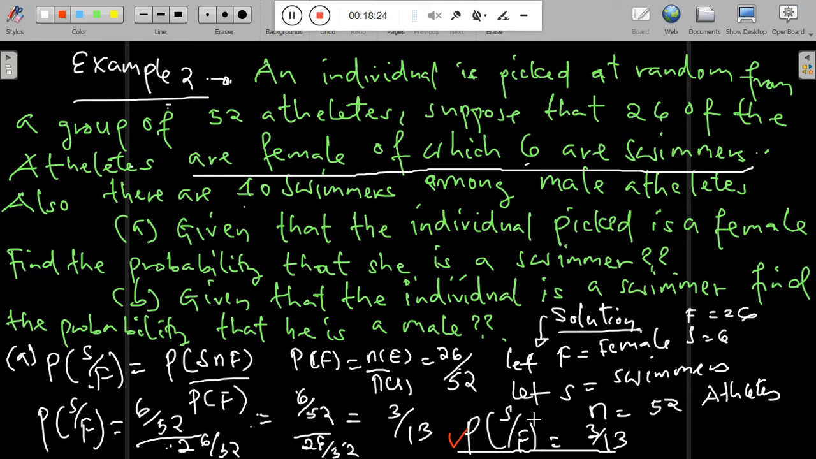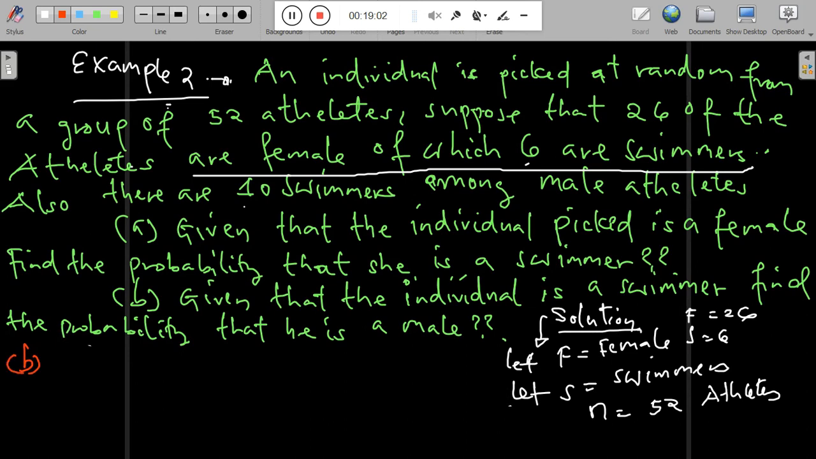Now let's come to B. We are required to solve the probability that she's a male given that she is a swimmer. Since we have obtained the answer to part A, now let's go to part B. In part B, we do the same as we did in part A. We need to ask ourselves what is the probability of swimmer and what is the probability of female as well.